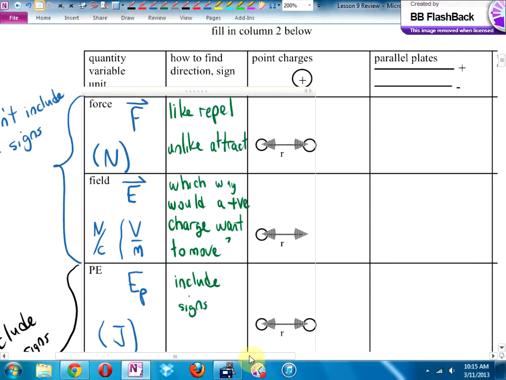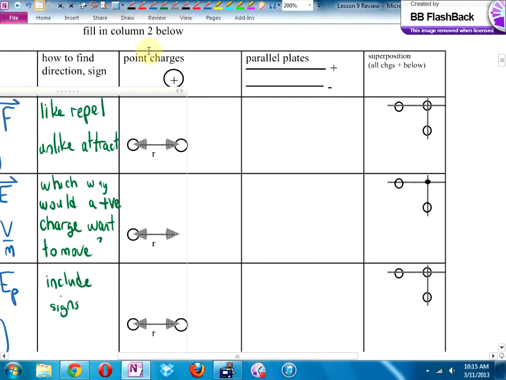All right, let's try doing the equations here. Let's fill in this whole next row, the forces row. What's the equation for the force between point charges? This was what we called Coulomb's law. We said that F equals K Q1 Q2 over R squared. We noticed it looked an awful lot like gravity. That got our minds to thinking for a little bit, dreaming.